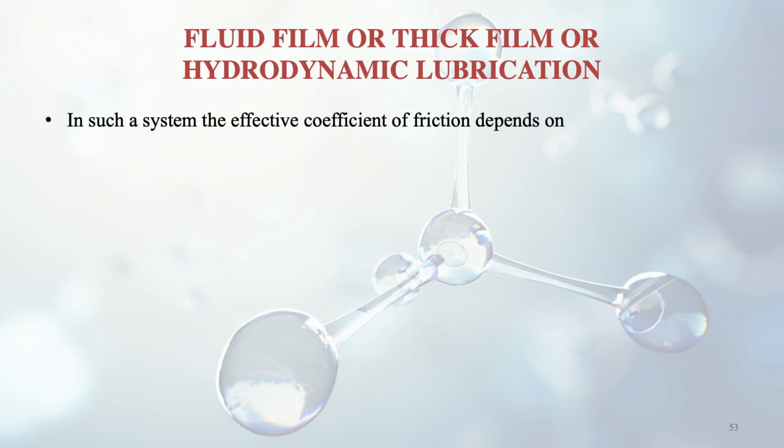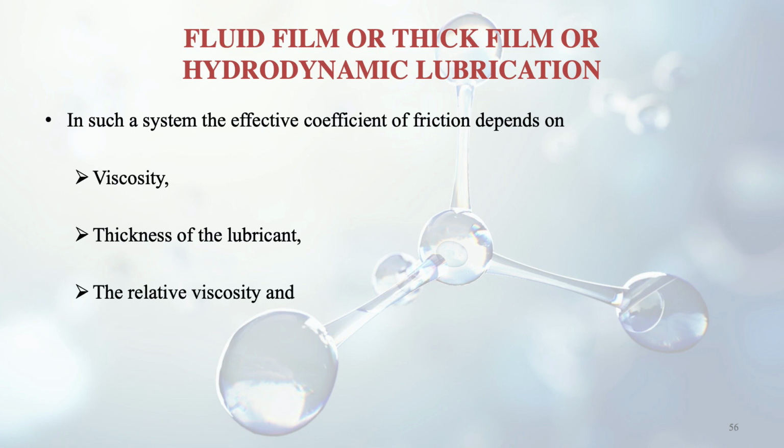And in such a system of hydrodynamic lubrication, the effective coefficient of friction actually depends on certain factors, which are like the viscosity and the thickness of the lubricant, all are, you can understand very easily, because they are quite obvious. Viscosity of the fluid is very important, thickness of the lubricant also, then the third point is the relative viscosity, and the fourth one is the area of the sliding surfaces.